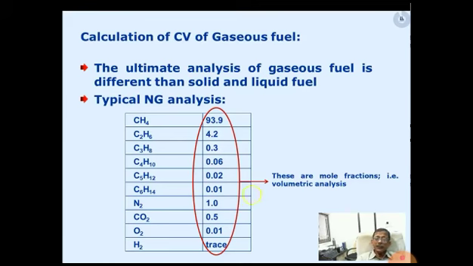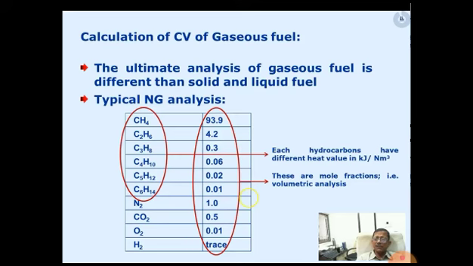And another thing, all these individual hydrocarbons CH4, C2H6, C3H8 have different heat values. So in BOE, if you need to find out the calorific value of a gaseous fuel, the first thing you need is the heat value of all these gases. So don't worry, it will be given. If they want you to find out the gaseous fuel calorific value, they will give you.